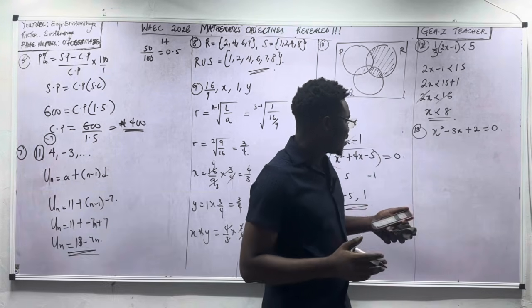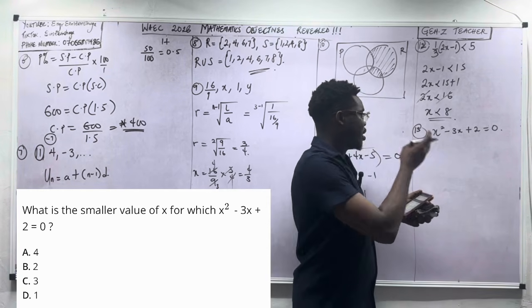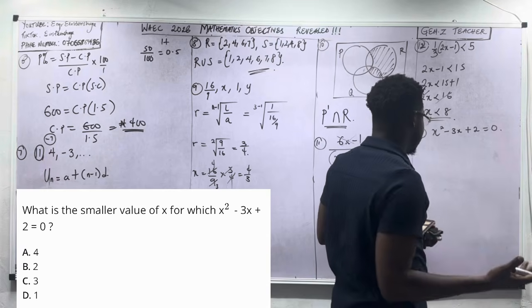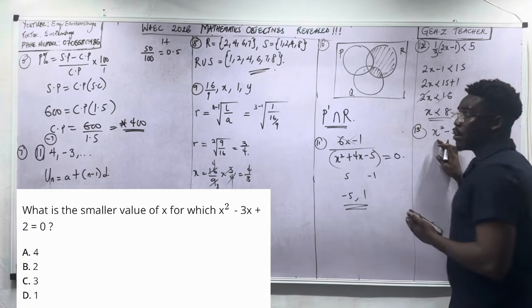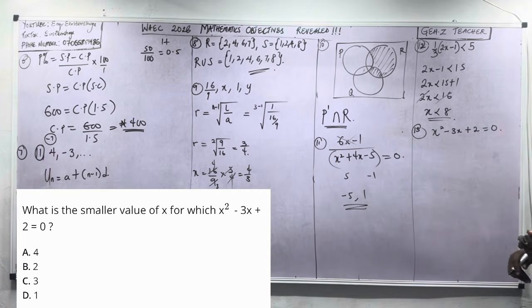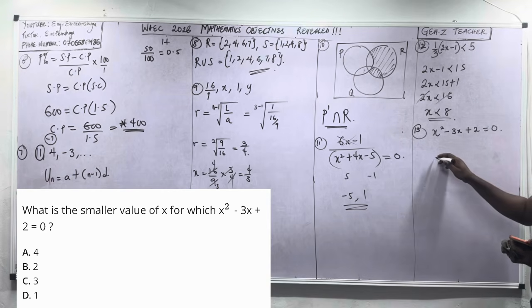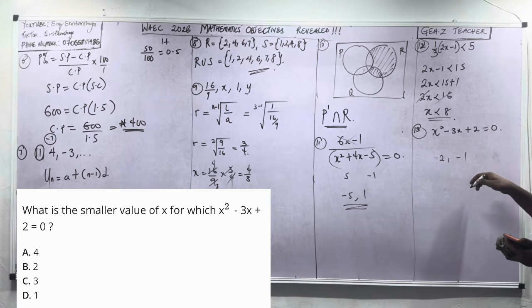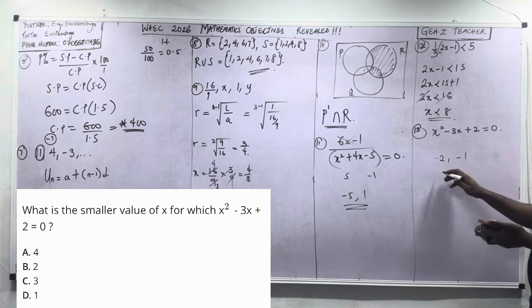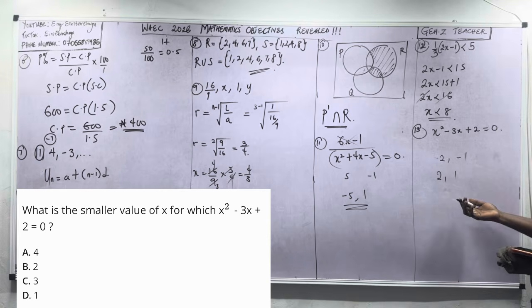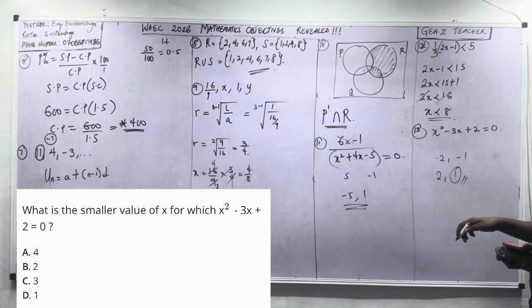Number 13, what is the smaller value of x in this expression? Let's find the values of x first. From here, what do we multiply to get 2, but add to get minus 3? That should be minus 2 and minus 1, right? Now you're going to swap the signs, you're going to get 2 and 1. The smaller value is obviously 1.